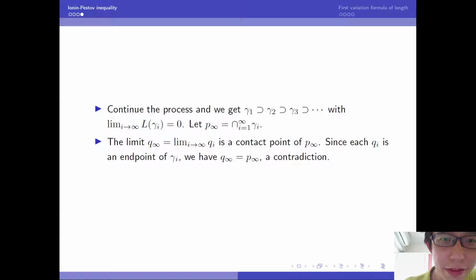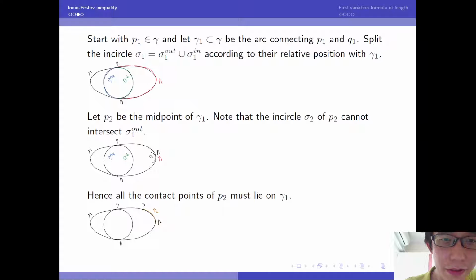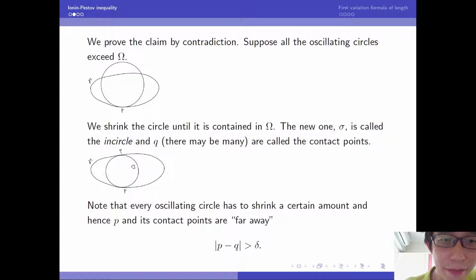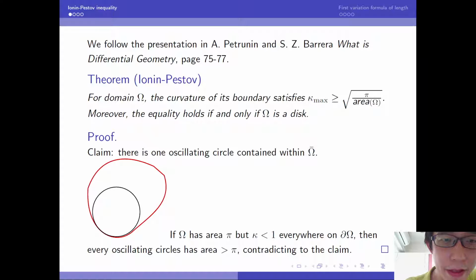Oh, and I should make a remark that this claim or the Ionin-Pestov inequality has a poetic name. Looking at the picture in Ionin and Barrera's book, the inequality is called a moon in the puddle. And you can see from the picture why it's the case.